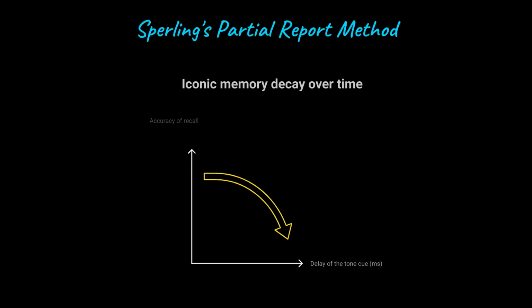After the letter array flashes, a tone tells the participant which row to report. At very short delays, accuracy is nearly perfect for the cued row, implying most of the 12 letters were still available. As the delay stretches toward 1 second, that advantage vanishes entirely.